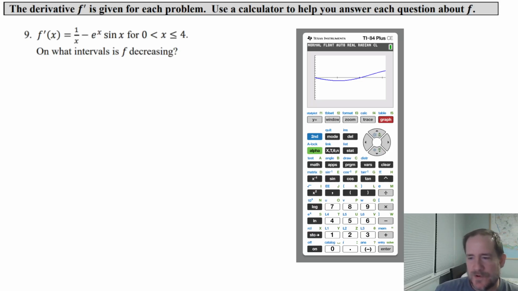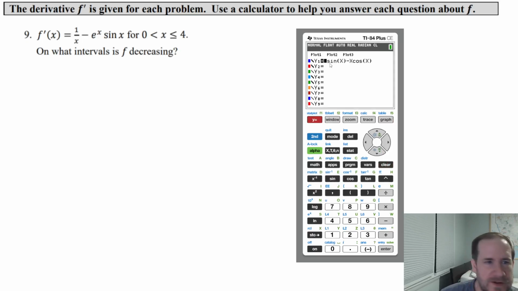And 9 is again more of the exact same thing. We're going to analyze whether the graph is increasing or decreasing by looking at its derivative, which was given right to us, so we just plug it in. I'm looking at a 1 over x minus e to the x times the sine of x. I'm not sure if I noticed that before. Alright, did I enter that correctly? I think so. It'll do this multiplication automatically before it does the subtraction, so I think we're good.